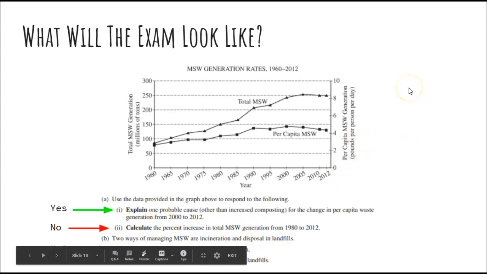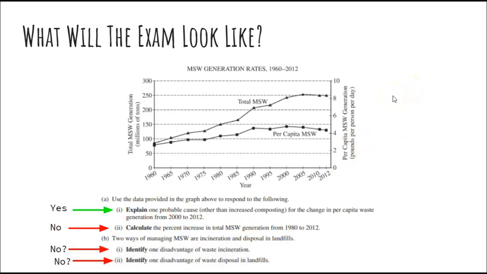The other two say identify one disadvantage of waste incineration and identify one disadvantage of waste disposal in landfills. Now, these are a little more easy to find on Google, right? Disadvantages of waste incineration, it'll probably pull up air pollution and release of particulate matter, all of those different types of things. Disadvantage of waste disposal in landfills, probably pull you up a whole website on it. So that's why I'm leaning towards no. There won't be that type of question on there.